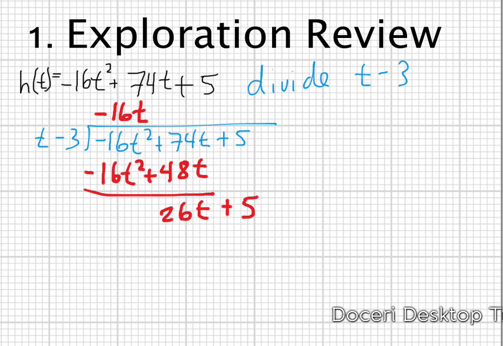Now I look, how do I get 26t from t? I add 26. So this gives me 26t when I multiply, minus 78. Now I subtract, and I get a positive 83. You'll notice my remainder is the same. This is the remainder theorem. So when I divide by the factor where I hit 0, basically, or what the number is, that should give me the remainder, my answer being the same. Okay, so that's kind of what we're going to talk about.